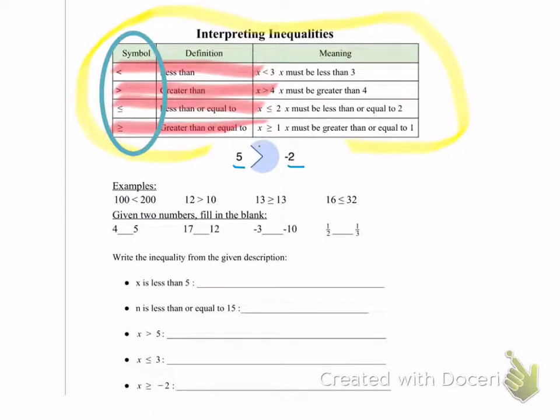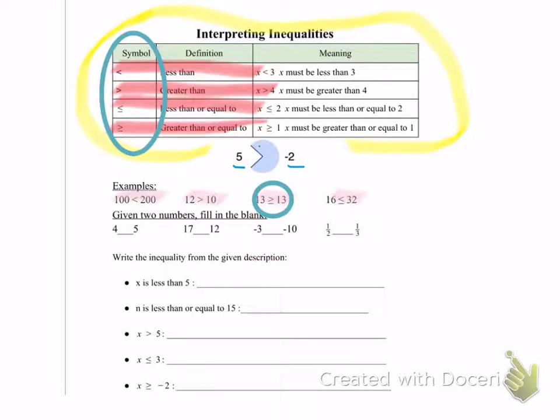Below, I have a couple more examples for us. So I have, 100 is less than 200. I have 12 is greater than 10. I have 13 is greater than or equal to 13. And I've got 16 is less than or equal to 32. So as I was talking about the equal to sign, this is a true statement right here, because it can be equal to because it has that line under that inequality sign.